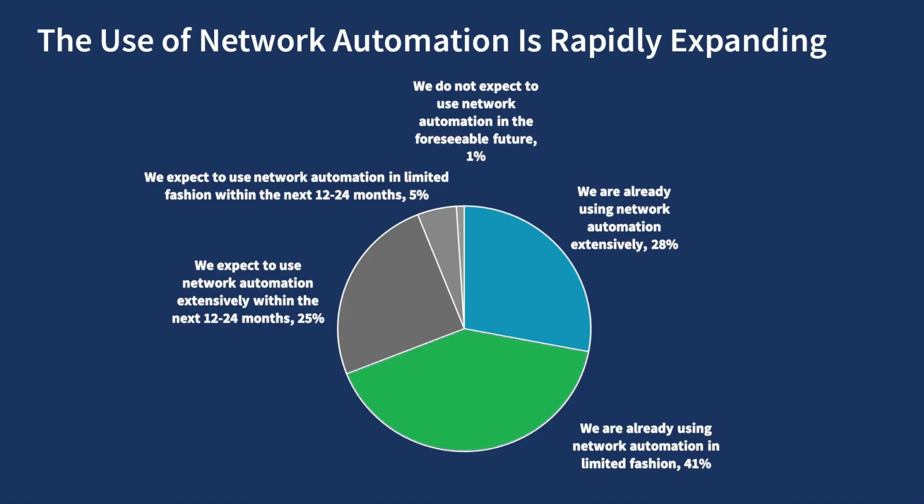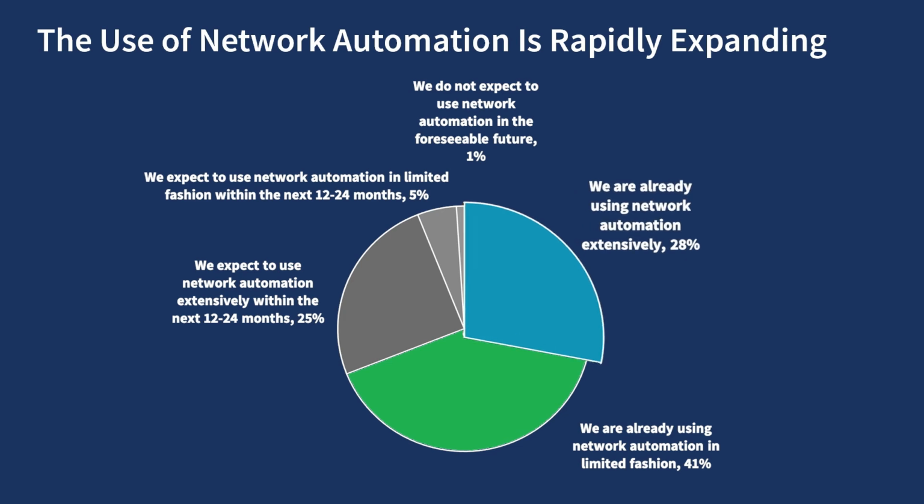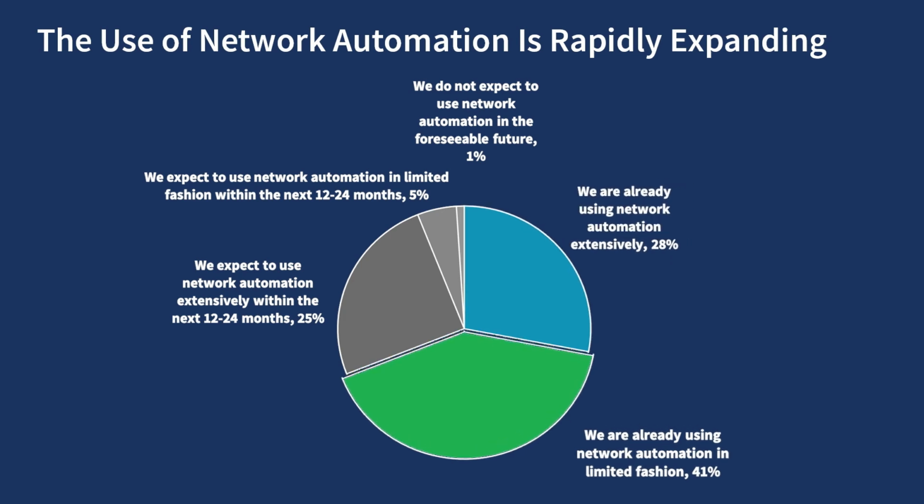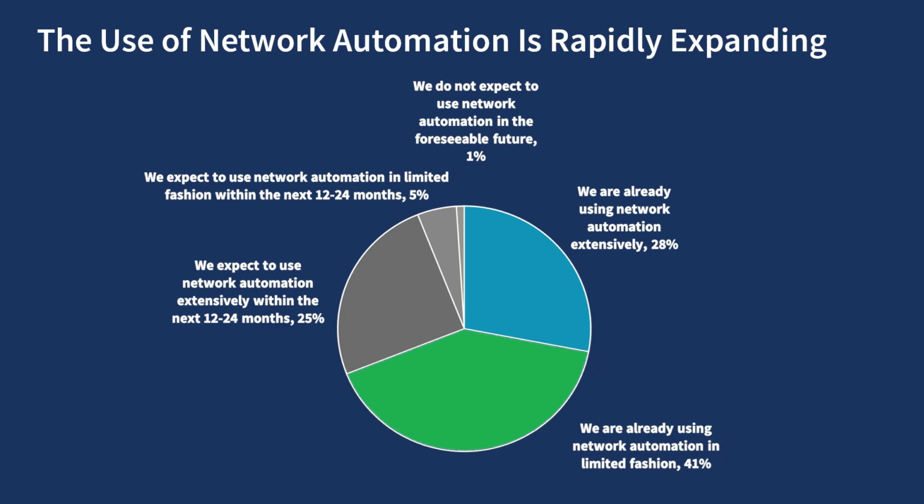The good news is that if you are watching this, it's likely that you have already started or are about to start using network automation. ESG research indicates that 69% of organizations are currently using network automation to some degree, with more than a quarter using network automation extensively and another 41% using it in a more limited fashion. The positive news is that even those who are not currently using network automation plan to do so in the next 12 to 24 months. After seeing the challenges so clearly outlined, this data should validate your decision to adopt network automation solutions.